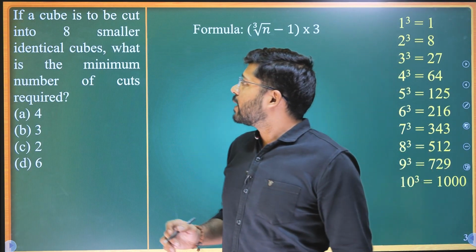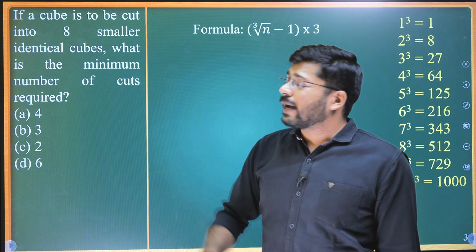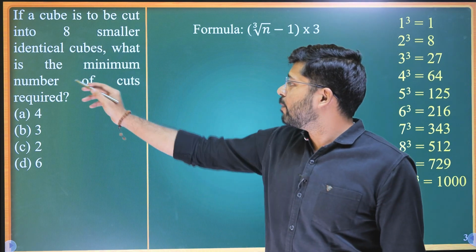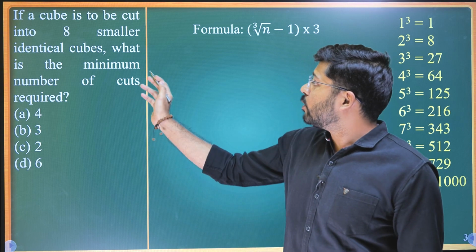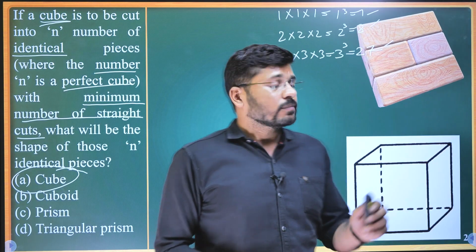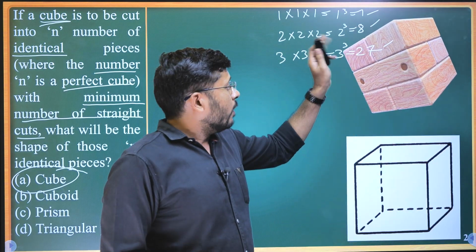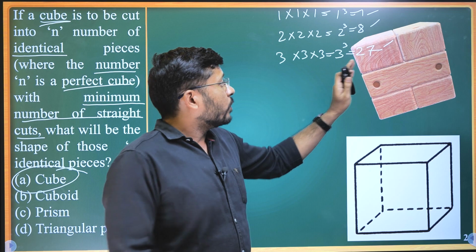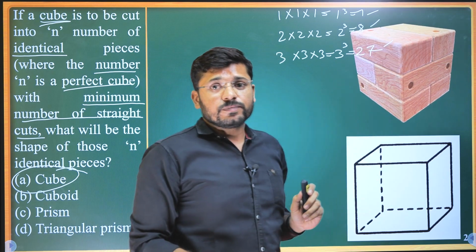If a cube is to be cut into 8 smaller identical cubes, what is the minimum number of cuts required? Now, we learned what a cube is. This is a cube, right? And now they want us to cut it into smaller cubes.